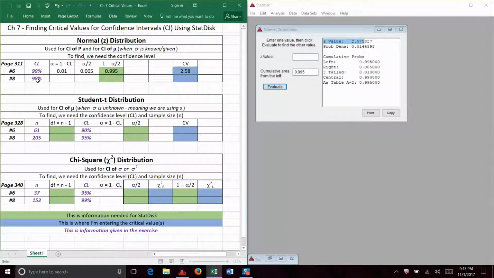For exercise 8, they wanted the critical value associated with a 98% confidence interval. So our confidence level is 98%, which means alpha, the leftovers, is the 2% or 0.02. Cut that in half because we're splitting it between the two tails. But since that's the area to the right, we're going to want the area to the left, so we're taking the complement of that. So we're coming over here and putting in 0.99, and here our critical value is 2.33.